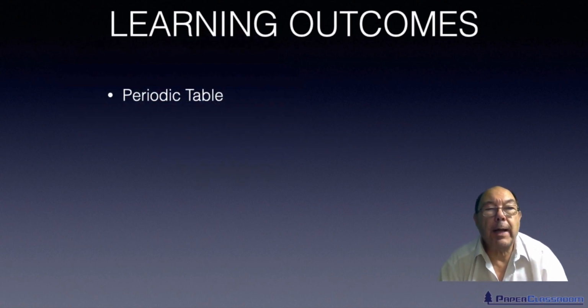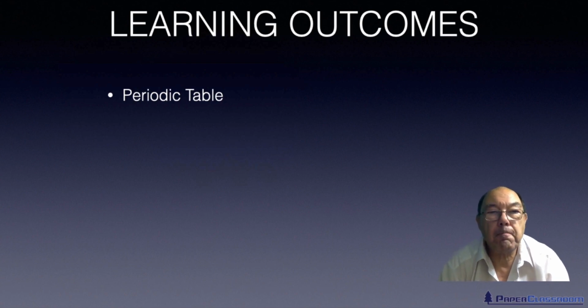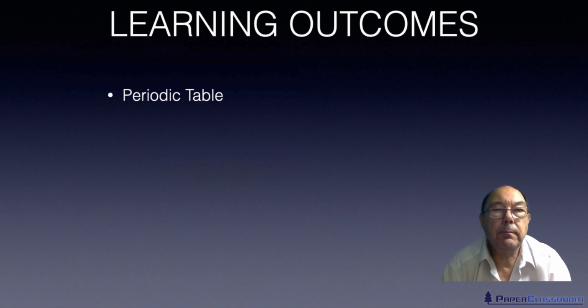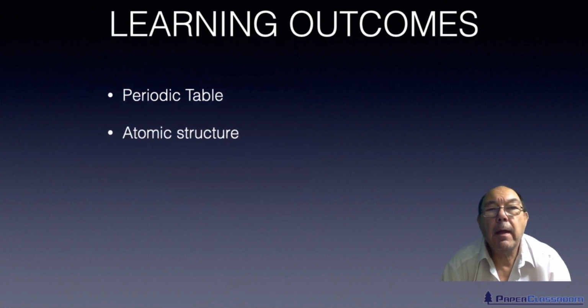We want you to understand about the periodic table. So what's the shape of the periodic table? Why is it shaped that way? Can you identify the blocks? Then we're going to move on to atomic structure.